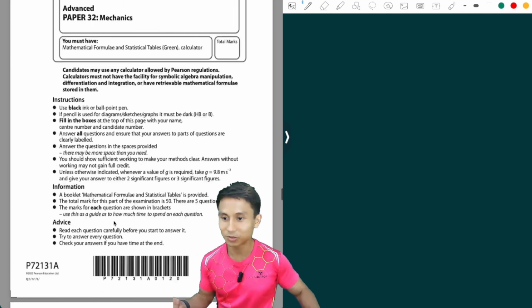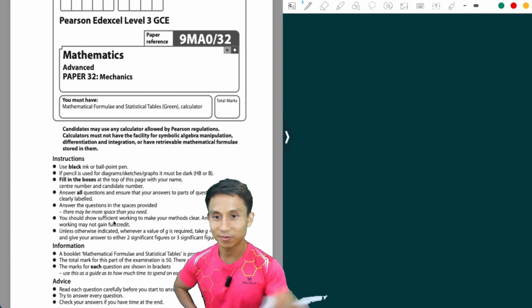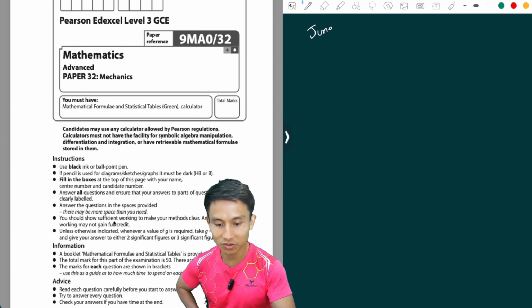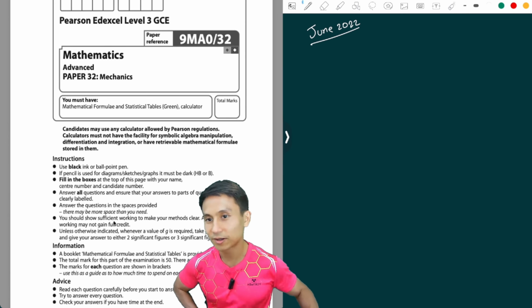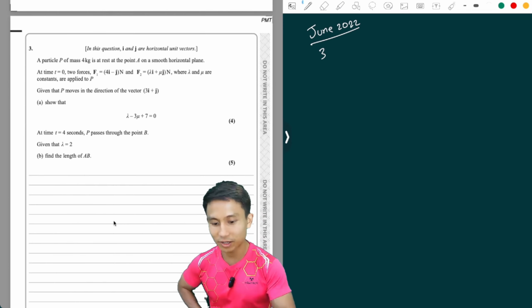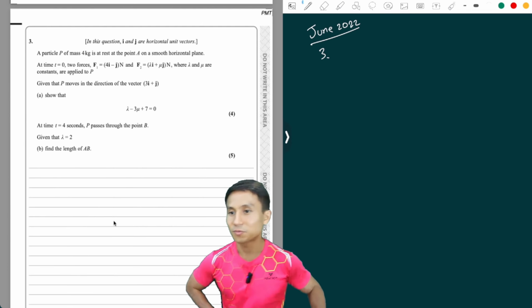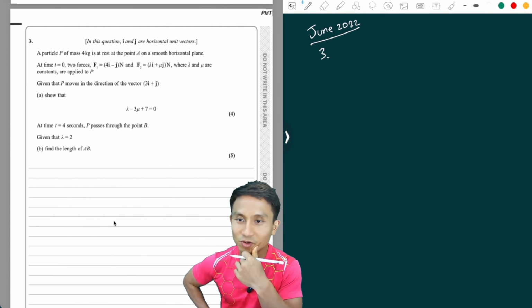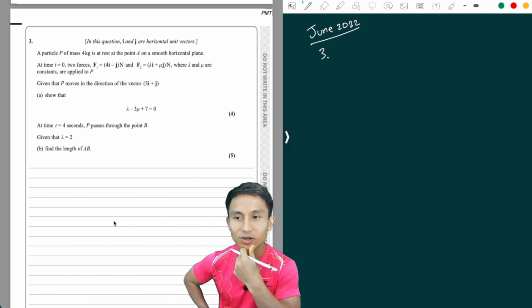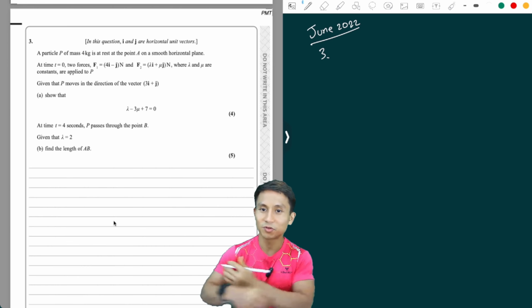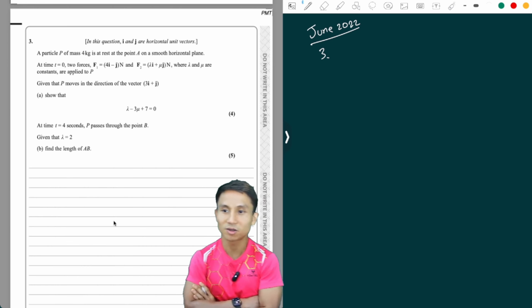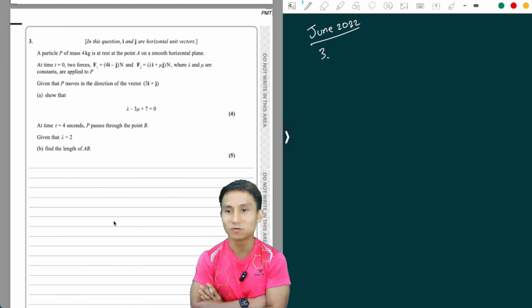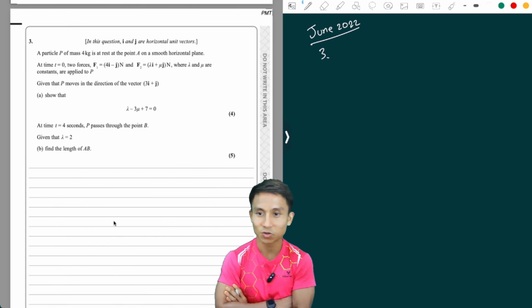This is 2022. I guess June. Yeah, June 2022. Question 3. Particle P of mass 4 kilograms is at rest at the point A on the smooth horizontal plane at time t equals 0. Two forces F1 and F2, where lambda and mu are constants, are applied to P. Given that P moves in the direction of a vector, show that and so on.